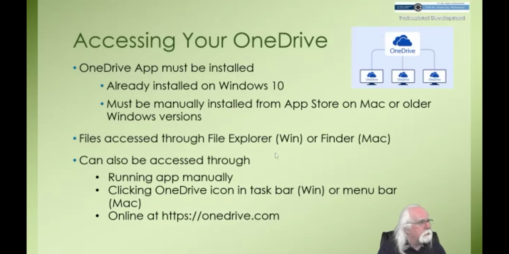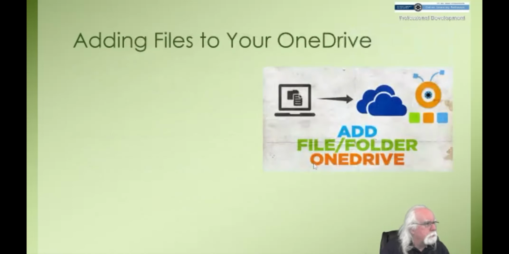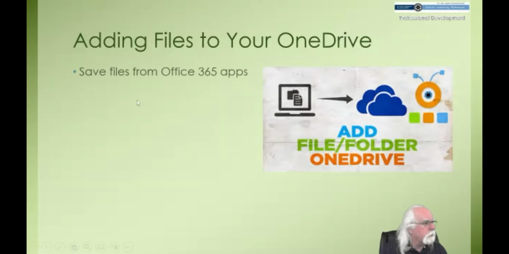All right, so that's how we get into OneDrive. Once we're there, what can we do? Well, we can add files to our OneDrive so that we have access to them wherever we are, whatever device we're working from. One of the most common ways of adding files to your OneDrive is to save something from your Office 365 apps.